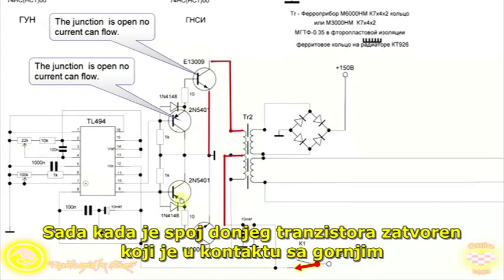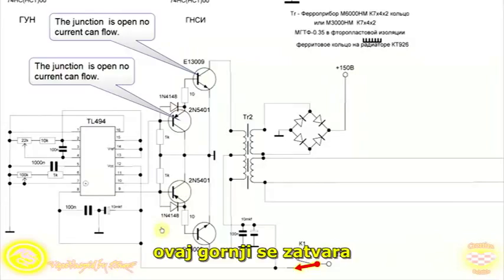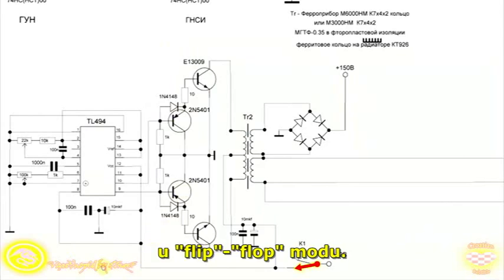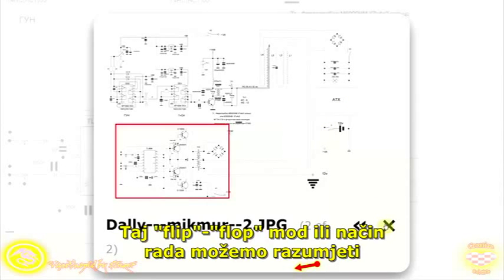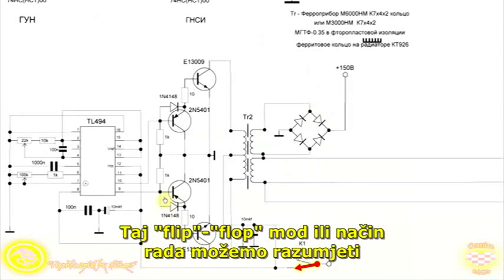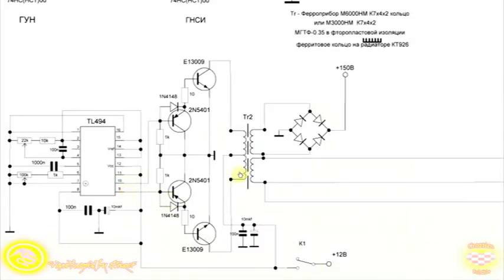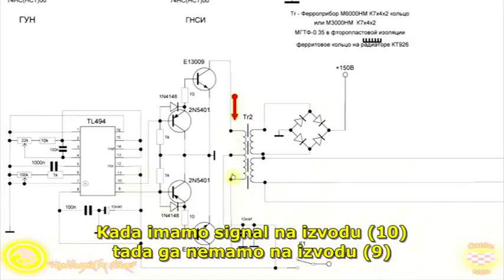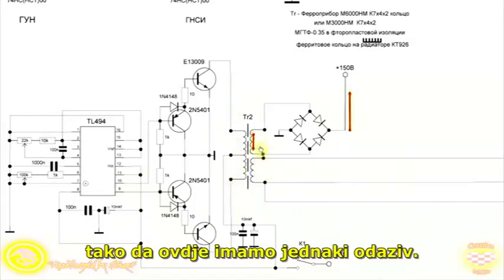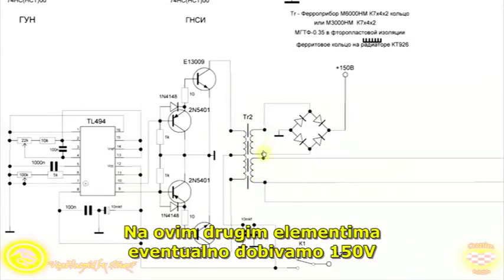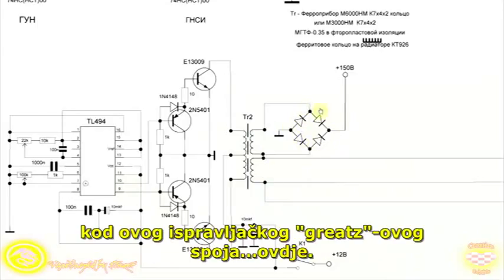Now when the junction of two lower transistors is closed, which is conducting, and the upper one is closing, we would have the lower branch conduct in the flip-flop fashion. By flip-flop fashion or flip-flop mode, we may understand that we have a signal at 10 and 9. When we have a 10, then we don't have a 9. And then we have equal response of all of the other elements. And eventually, we have 150 volts at the rectifier Grace bridge in here.